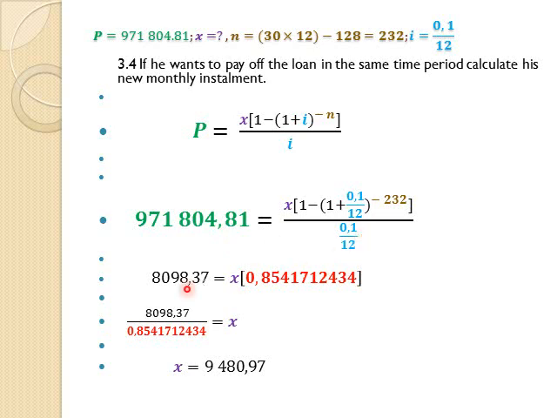This times that, 8098.37. 1 minus (1 plus 0.1 over 12) to the negative 232 simplifies to 0.8541712434. Very important, I don't round off beforehand. You can write it up to there and just put dots, but on your calculator keep the values. Right? So that divided by this gives me 9,480 rand 97 cents to ensure I still pay off the loan in 30 years. It's basic present value annuity.